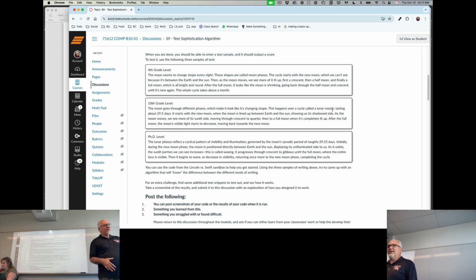Your challenge here is to create an algorithm that when you give it each of these pieces of writing, it's going to spit out some kind of a score or a number or some indication. And it doesn't have to say that's definitely 4th grade level versus 10th grade level. It doesn't have to say what grade level it is. But what we're trying to achieve is an algorithm that can reliably say, this is less advanced than this, and this is less advanced than this. You can use a lot of the tricks and the observations that we talked through with the Lincoln versus Swift.